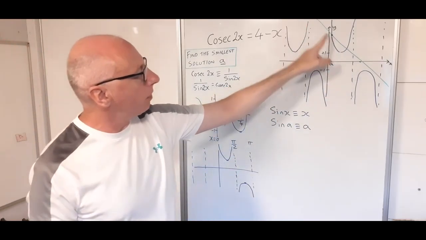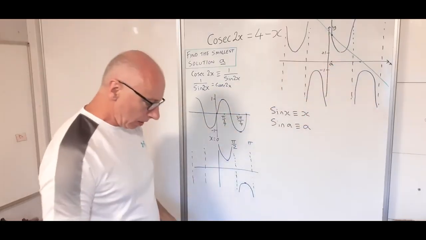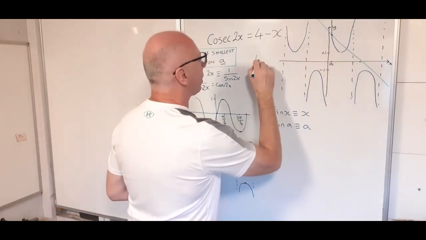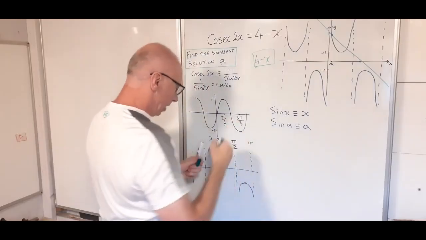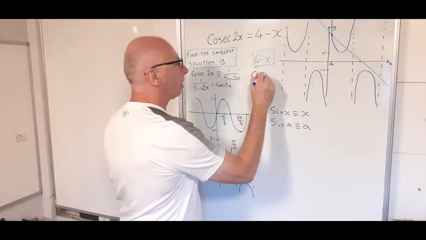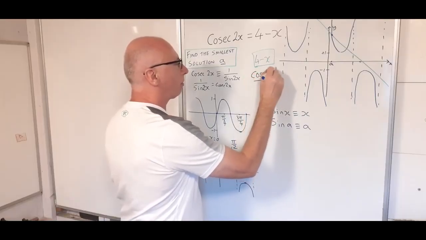Now, just one quick word on this graph. You can see here the line of 4 minus x. Let's just write that up here. 4 minus x, that's that one. And then I've got cosec 2x in the blue. So we've got that one written on there.